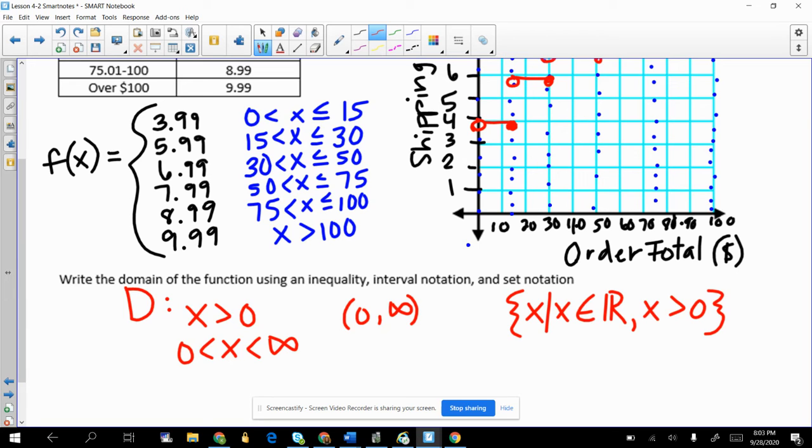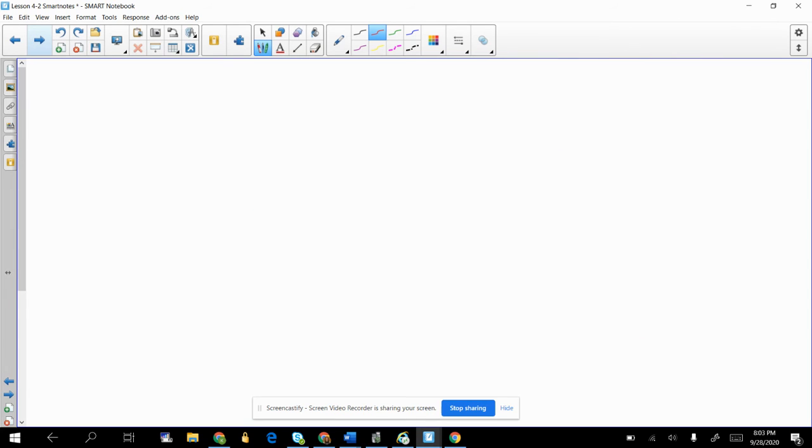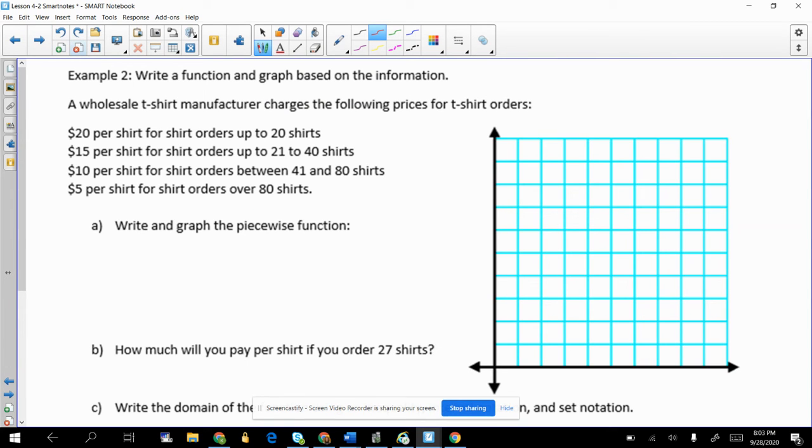Alrighty, so let's try one more on the next page. And in this one, it says write a function and graph based on the information. So a wholesale t-shirt manufacturer charges the following prices for t-shirt orders. $20 per shirt for orders up to 20 shirts. $15 per shirt for orders of 21 to 40. $10 per shirt for orders between 41 and 80 shirts, and $5 per shirt for orders over 80. Okay, so again, we need to write our piecewise function.